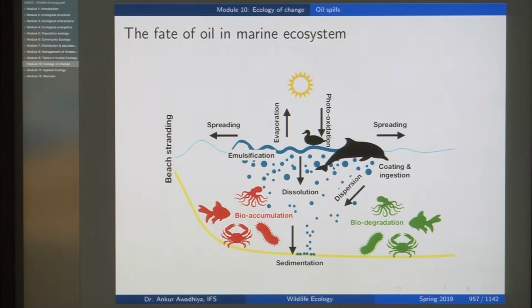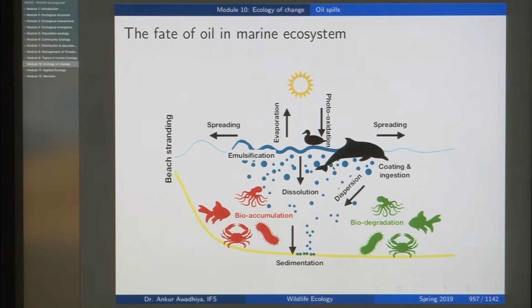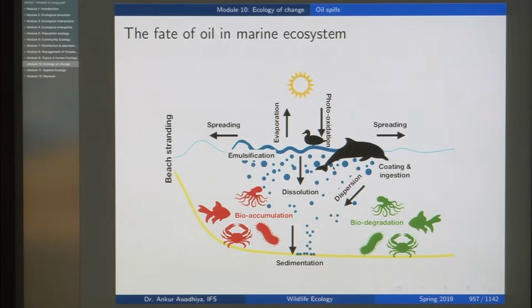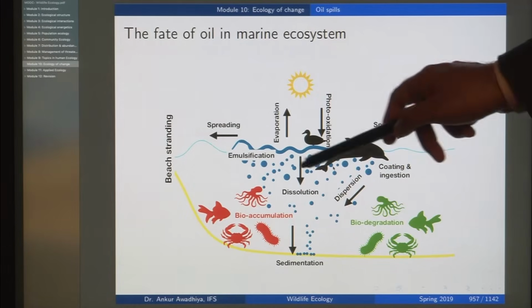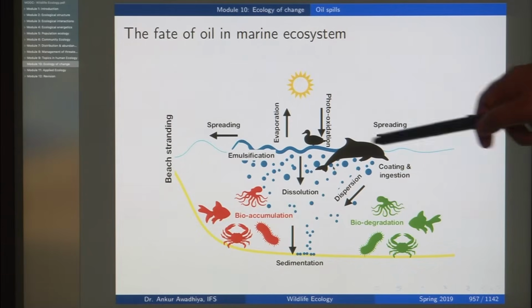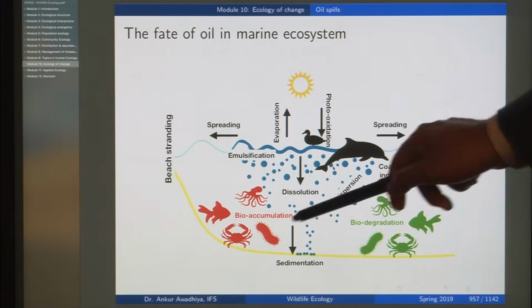Then we looked at the fate of oil. If there are oils that have low specific density, they come to the top, and then there is spreading, evaporation, photo-oxidation, and a certain amount of emulsification, because these are being acted upon by the wave action. If it spreads to the beach, there can be stranding on the beach. There can also be certain soluble components of this oil which can get dissolved, or it can become dispersed in the water, and there could be some portions that will sediment down.